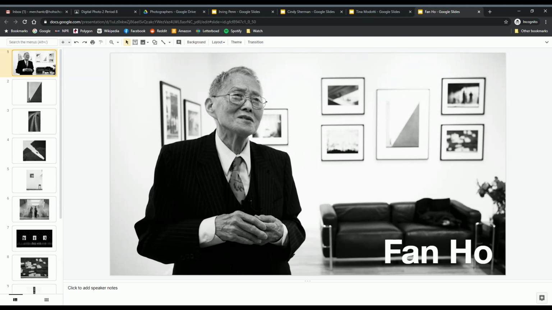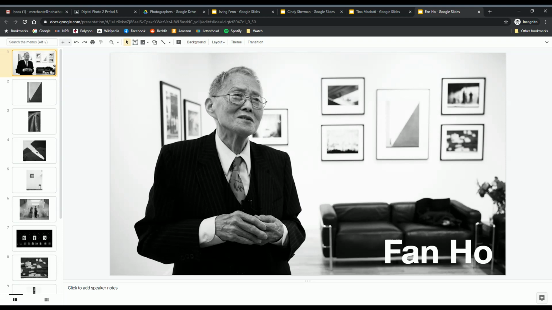Now, Fan Ho is a film photographer, so he's working in black and white, but anything that we mention when we're talking about tonal contrasts, we could also be talking about color contrasts. Again, not in this particular case, but in general, just keep in mind, since you may not be working in black and white, that this is something that's more or less interchangeable.